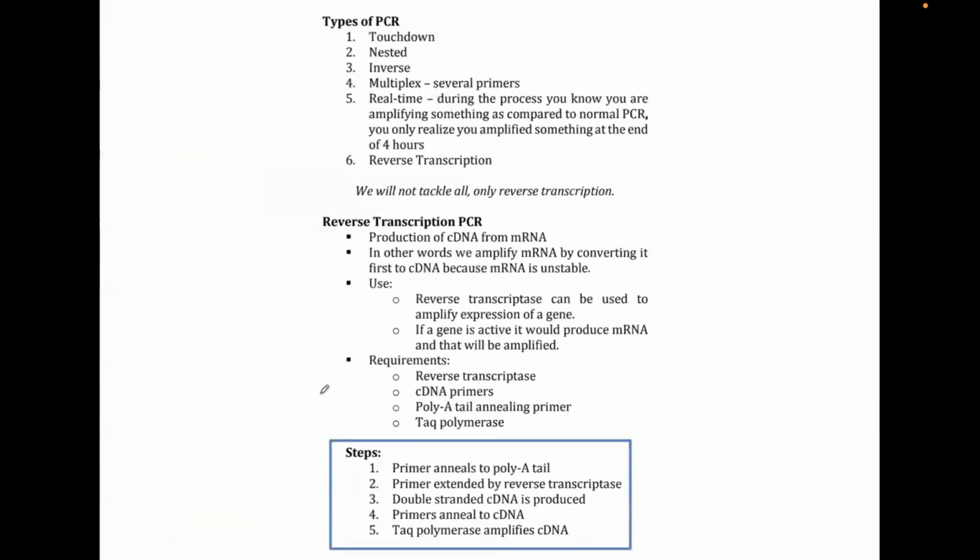Next, we have different types of your PCR. We have your touchdown, nested, inverse, multiplex, your real-time, and then your reverse transcription. For the real-time, during the process, you know you are amplifying. Okay, yung amplifying, the copying, or something as compared to the normal PCR, you only realize you amplified something at the end of your 4 hours. Sa real time, wala pang 4 hours, tapos mo na, nabasa mo na, nakita mo na sa graph yung amplification nung targeted mong DNA.